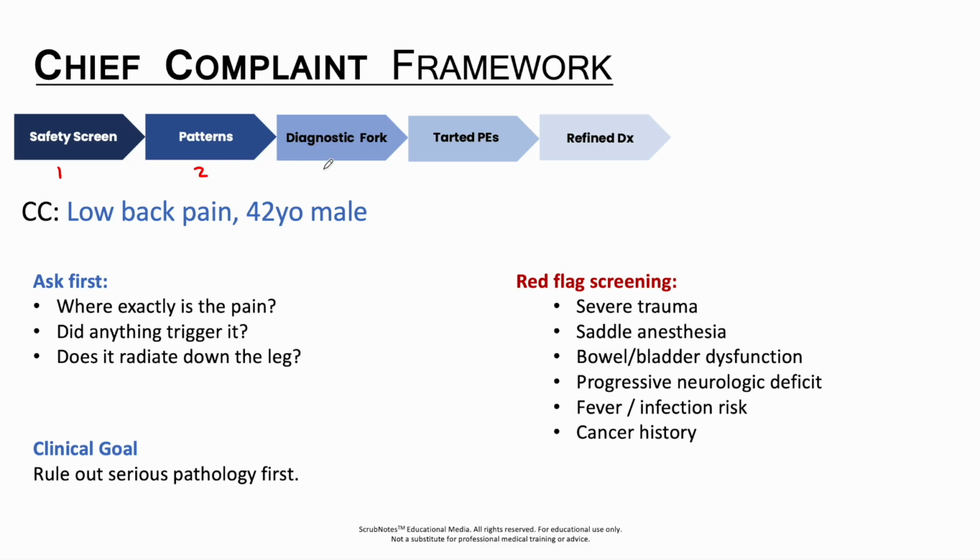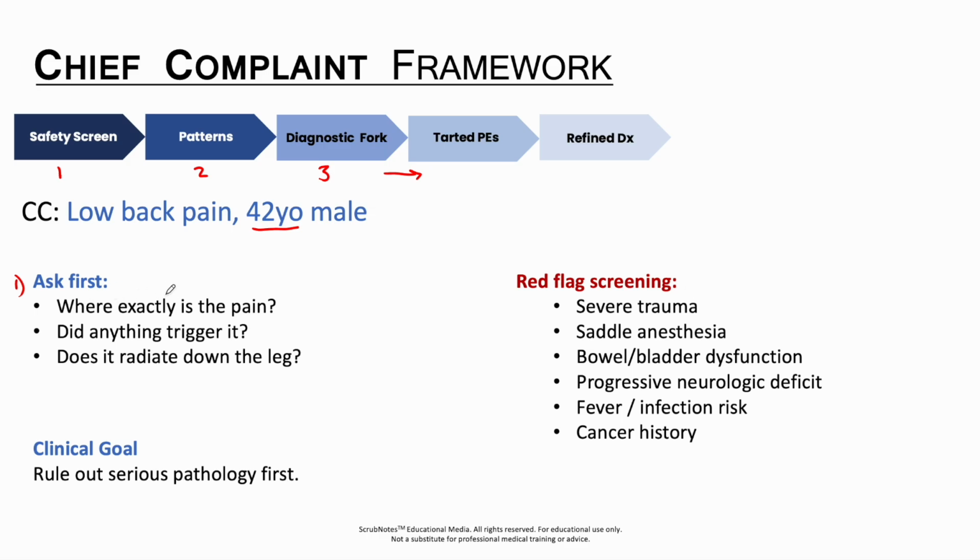Safety first, so could this be something dangerous? Second, we look for patterns. What clues in the history and exam narrow the possibilities? And third, key diagnostic forks. These are the decision points that guide which tests we actually run. That's the approach we'll use for this case of a 42-year-old male with low back pain.